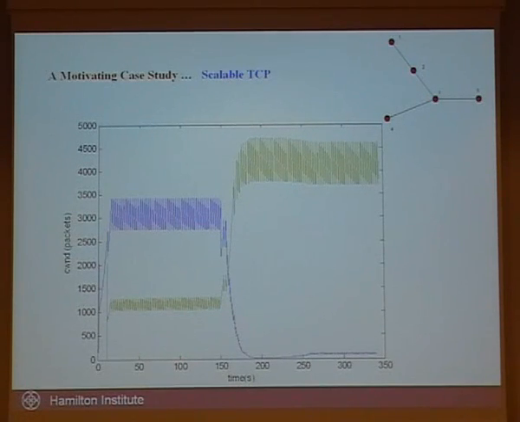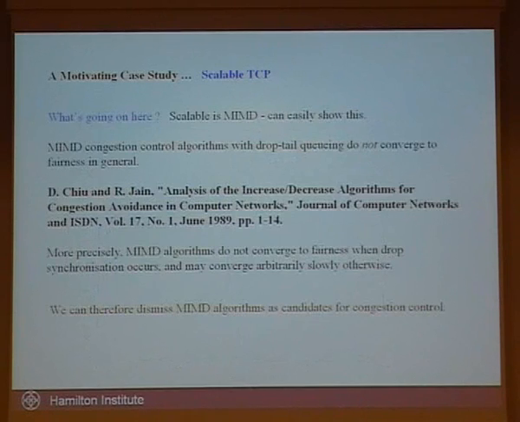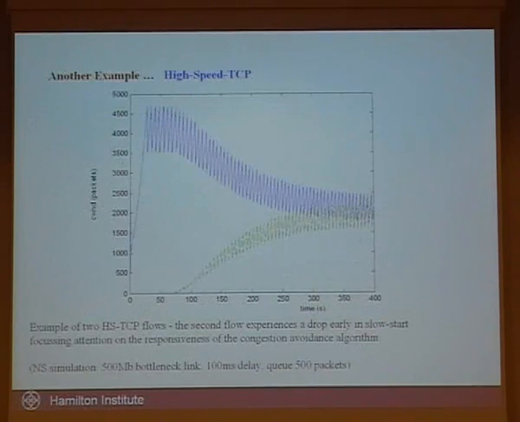Actually, it turns out that when we look a bit more closely, instead of being additive increase, multiplicative decrease, scalable TCP is multiplicative increase, multiplicative decrease. And we've known for a good long time now, 15, 16 years, that that doesn't converge to fairness and isn't a viable proposition. So we learned some lessons. But here's another example.